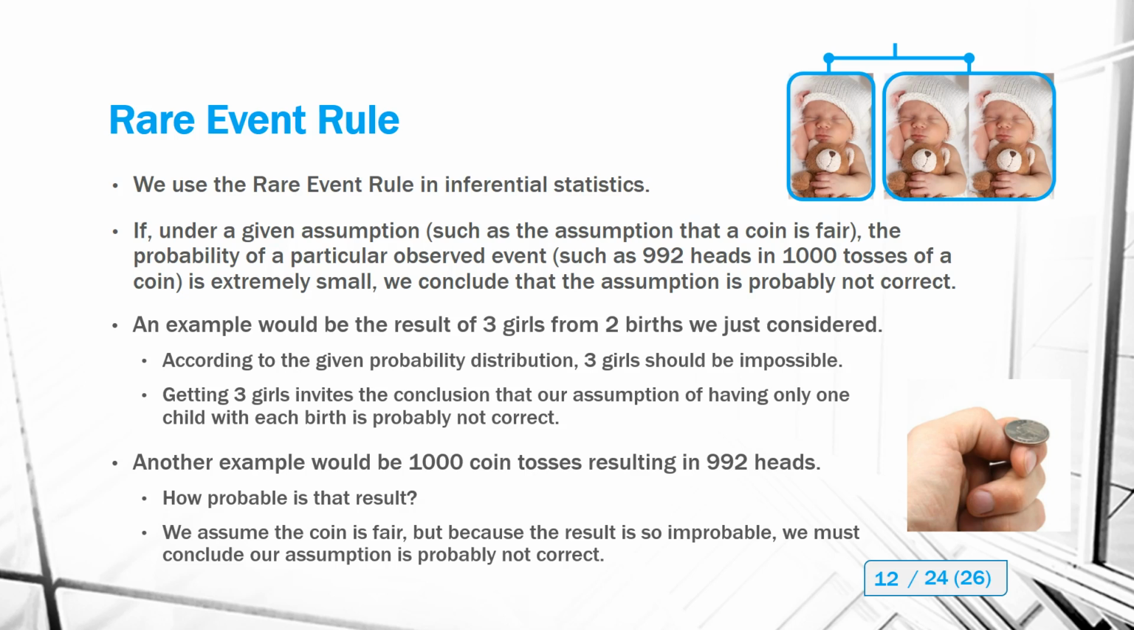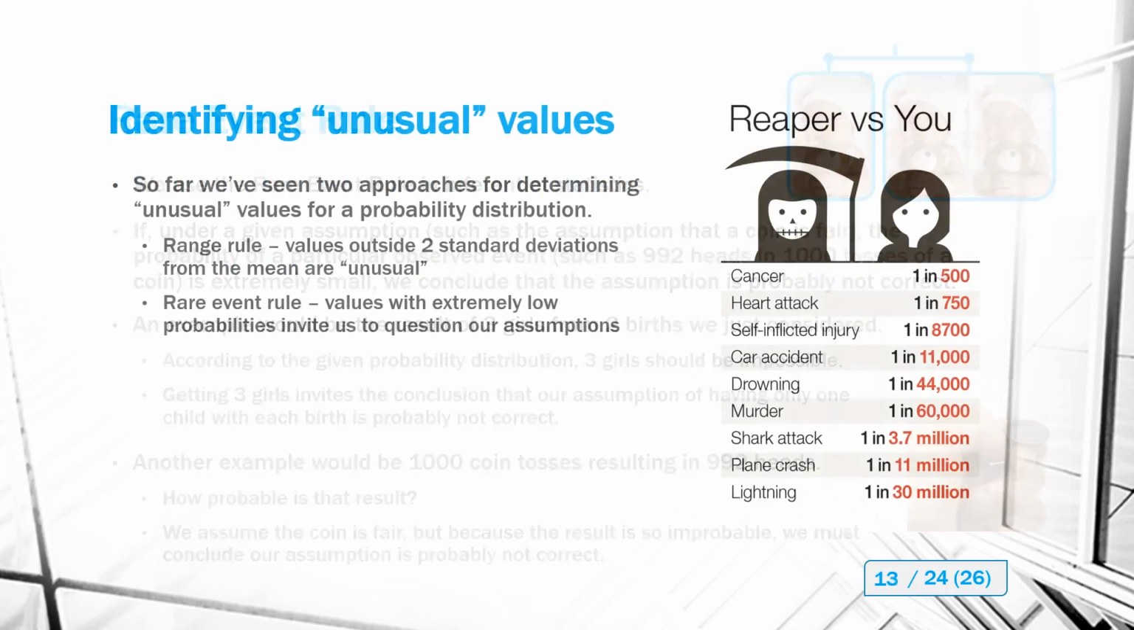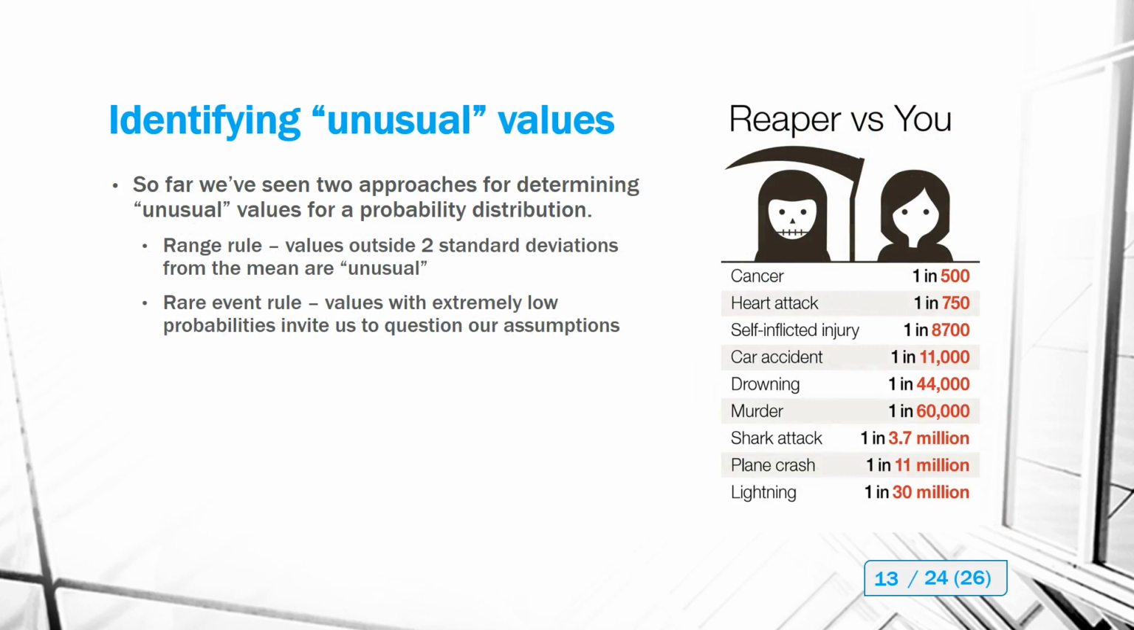We're probably not dealing with the toss of a fair coin that has an equal chance of turning up heads or tails either way. This is the rare event rule. So what we've seen so far is different ways for identifying events that are, quote-unquote, unusual. Again, you can't see my hands, but imagine I'm making air quotes with my fingers. Unusual. Okay? There's the range rule, where we just take 2 standard deviations away from the mean. And then we have the rare event rule, which we just talked about, whereas if the probability of something that we get is extremely low, then it invites us to question our assumptions.